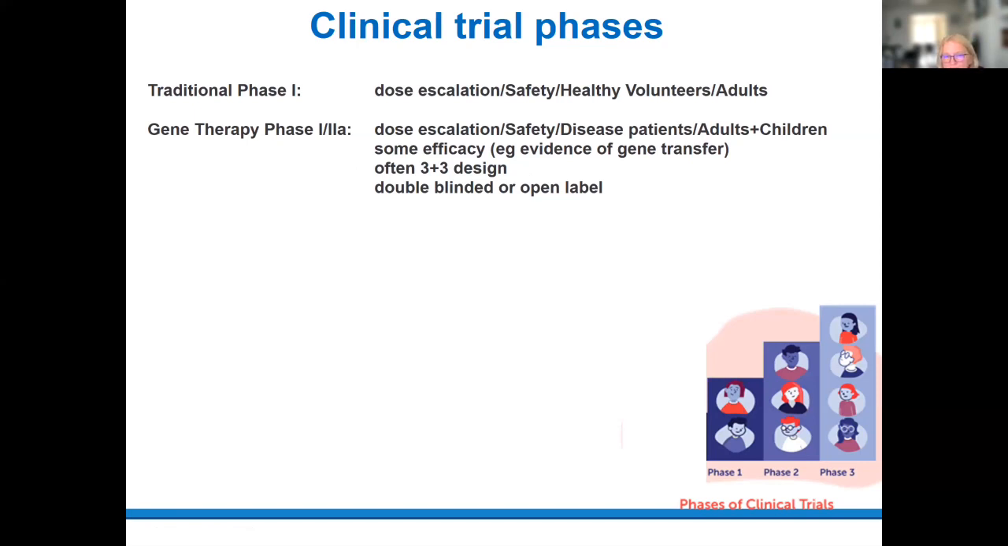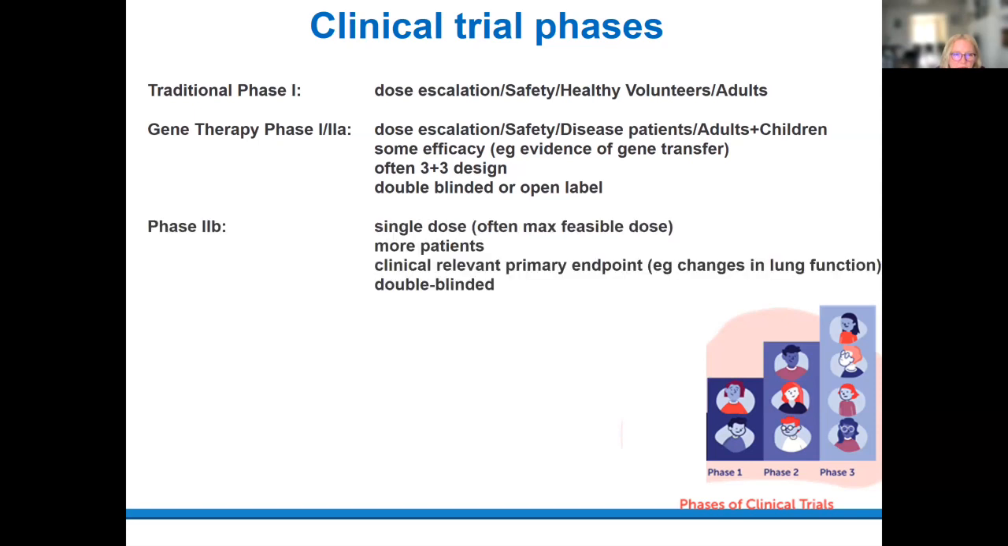Often these trials are double-blinded and placebo-controlled, which means the patients don't necessarily know if they have been treated with just a buffer or with the active drug. But sometimes these trials are also open-labeled, which means that both the patients and the doctor know if the patient was treated with a drug or with a placebo.